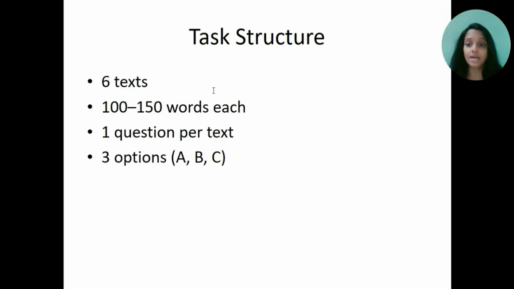In OET Reading Part B, the task structure looks like this. You get 6 short workplace texts. Each text is around 100 to 150 words and each text has one question. Each question has 3 options A, B, C. Total 6 questions, 6 marks. Remember, you have 45 minutes for Part B and Part C combined. So realistically, you should spend about 10 to 12 minutes on Part B.